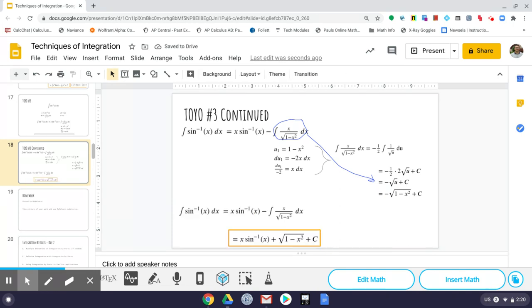And so in the end, the integral of the inverse sine of x is equal to x inverse sine of x minus the integral of x divided by 1 minus x squared, square rooted. And so I did just find that integral. And since u sub 1 was equal to 1 minus x squared, I'll replace that piece. And so finally, x inverse sine of x plus the square root of 1 minus x squared, all plus c.